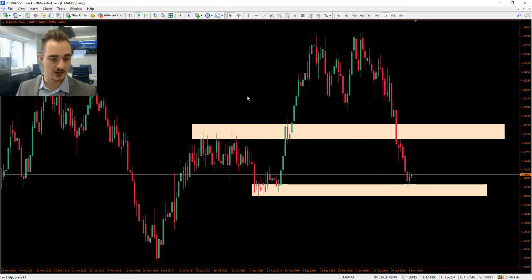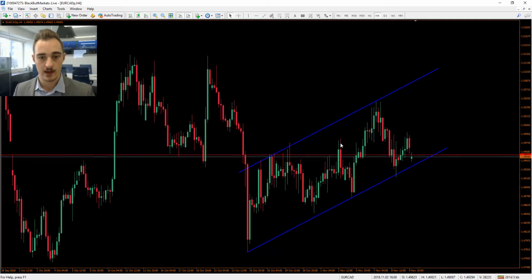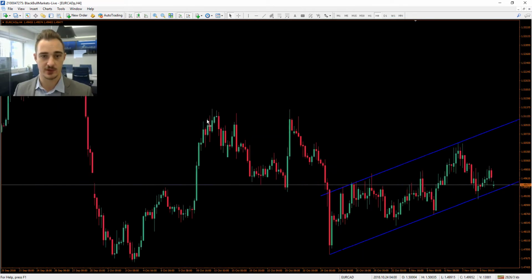Moving on to our EURCAD. So again, this is on the 4-hourly time frame. You can see we have a nice channel forming. This channel has been forming since last week. So we'll wait for a potential break. You can see a nice couple of touches. So this channel has been confirmed to be very strong. So if it does break, we could see potential good moves.